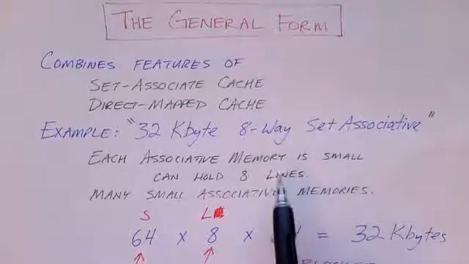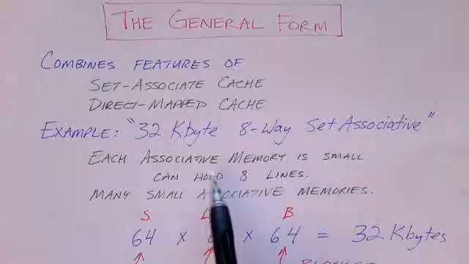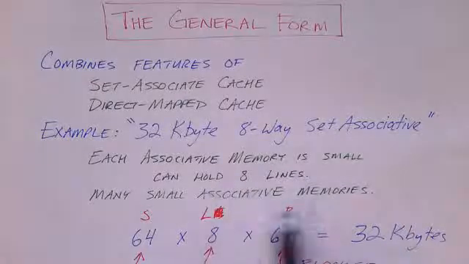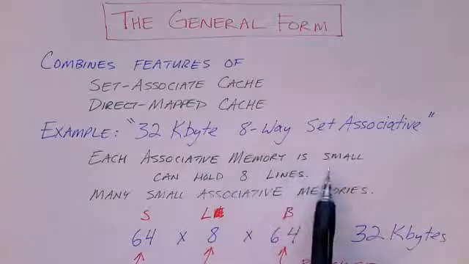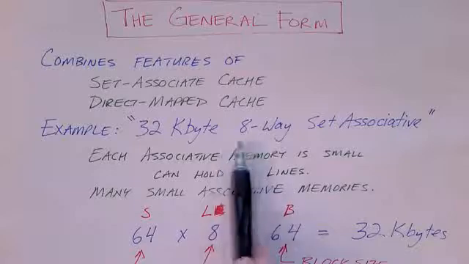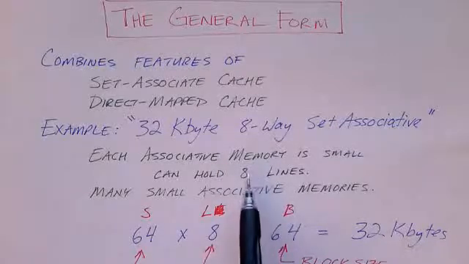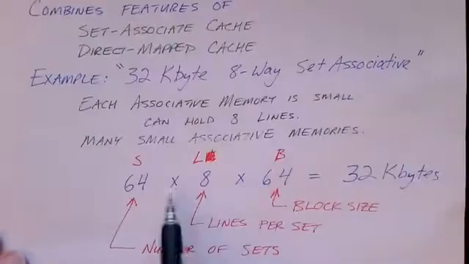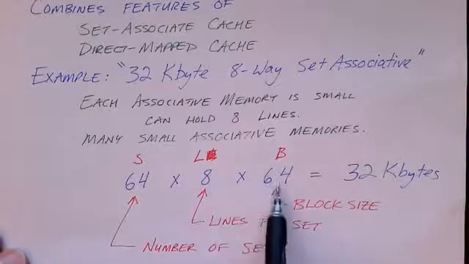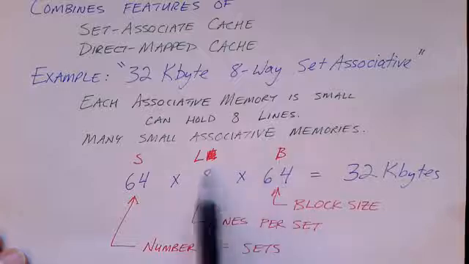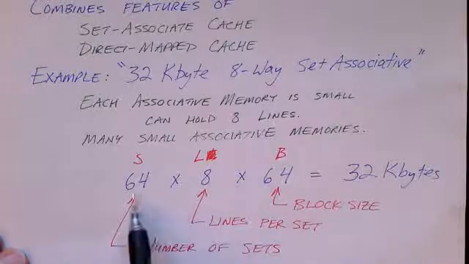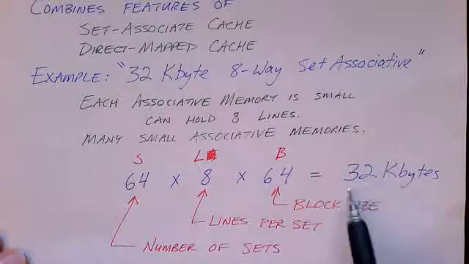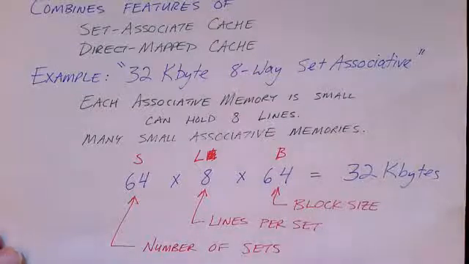So the idea is that we have a lot of little associative memories. We have many small associative memories, and each one of these associative memories is quite small. And in this example, because it's 8-way, each one has only 8 lines. The block size is 64, we can call that B. The number of lines in each set is small, in this case it's 8, and we'll have 64 sets total. And this gives us our total cache size of 32 kilobytes.